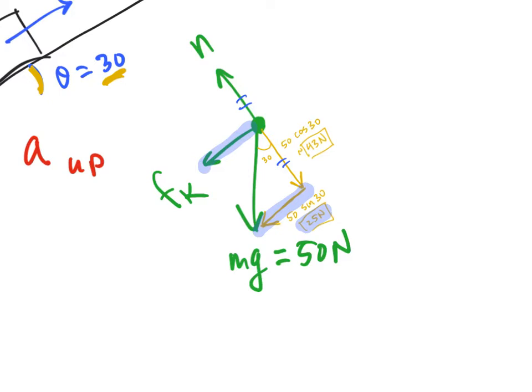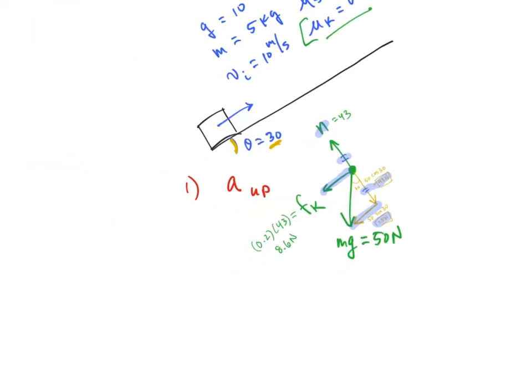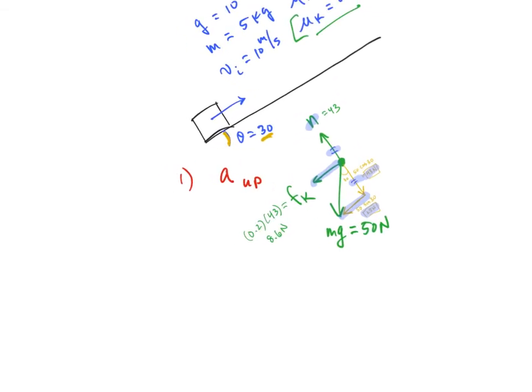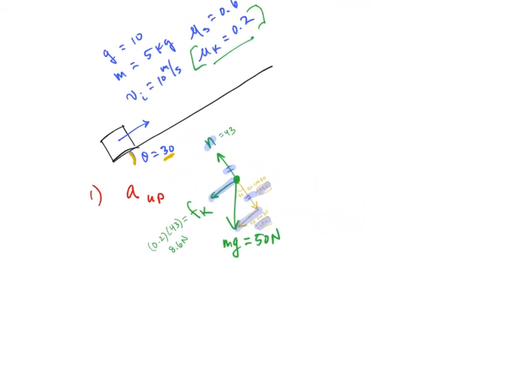To find the friction force, I need to know the normal force, which is 43. I just said that these two forces have to be equal. So if we go back to this now, I say that the normal force is also 43 newtons, which means that the force of kinetic friction, which is mu times the normal force, is 0.2 times 43, right? Which is going to be 8.6 newtons, or roughly thereabouts.